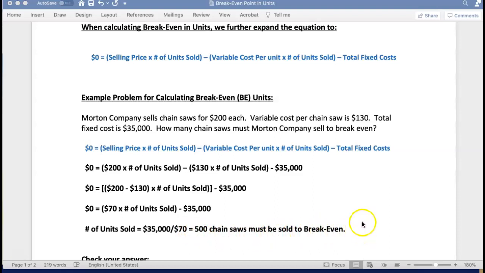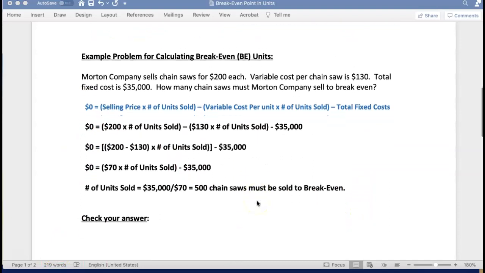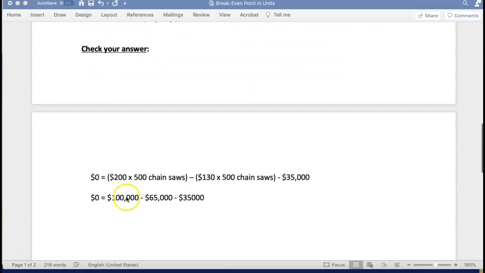So what I always suggest doing is going back and checking your work. So go back and fill in this break-even number of units sold to see if you actually can calculate it to be a profit of zero. So here's how you check your answer. Take 0 and multiply the $200 selling price times 500 chainsaws, and that gives us $100,000, minus the variable cost, which was $130 times the 500 chainsaws, and that was $65,000, minus $35,000. So $100,000 minus $65,000 minus $35,000 equals 0. So in this case, it takes 500 chainsaws to break even.